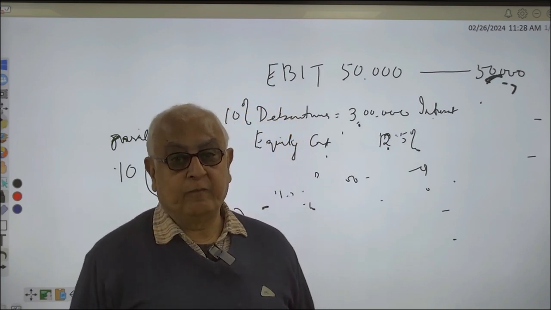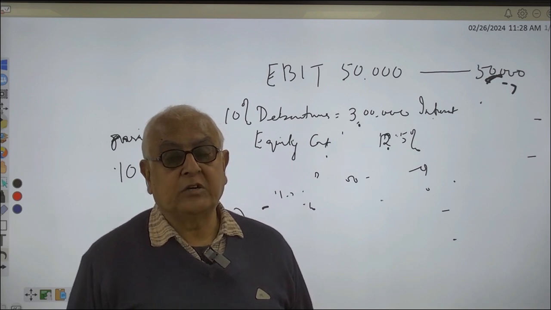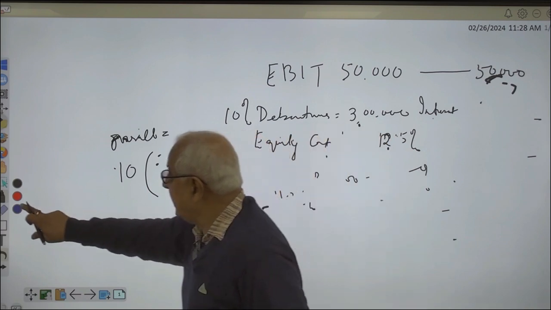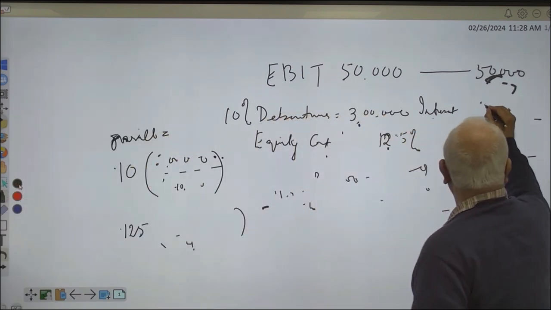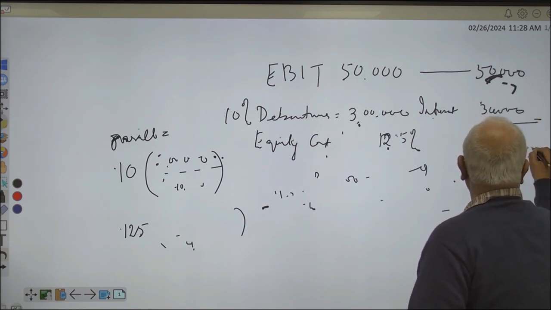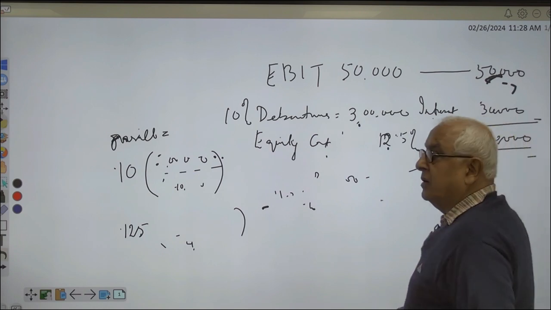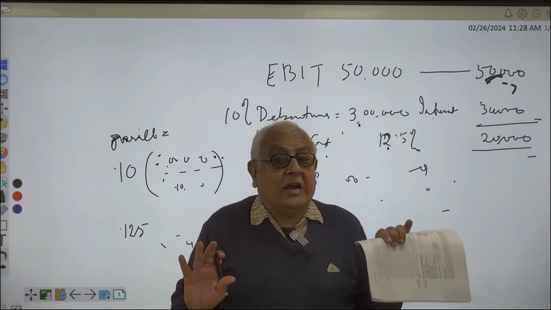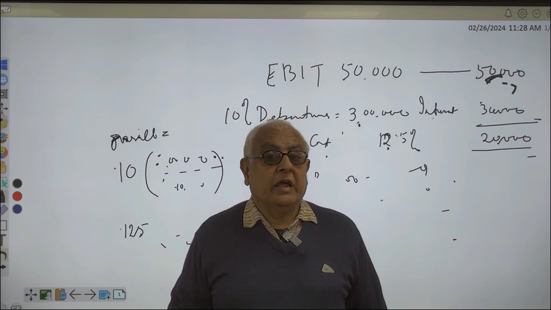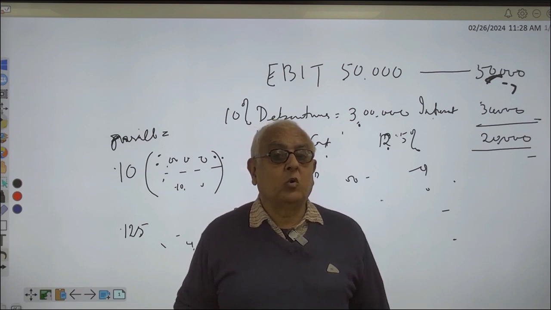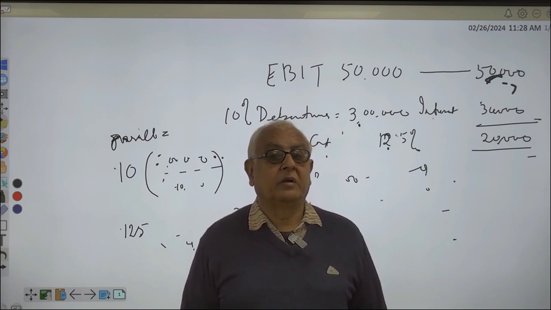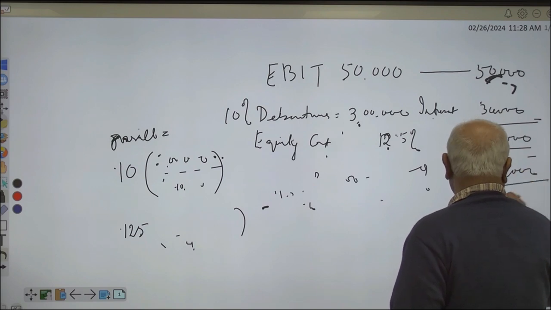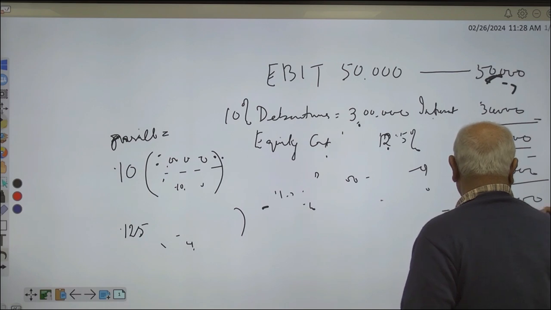Now, out of 50,000, the firm pays how much? 10% to the debenture holders. So how much does the interest come to? 30,000. What remains? 20,000 for equity shareholders. The overall capital doesn't change. It will be paid at the rate of 12.5%. So how much does it come to? 1,60,000. Overall capital is 3,60,000.